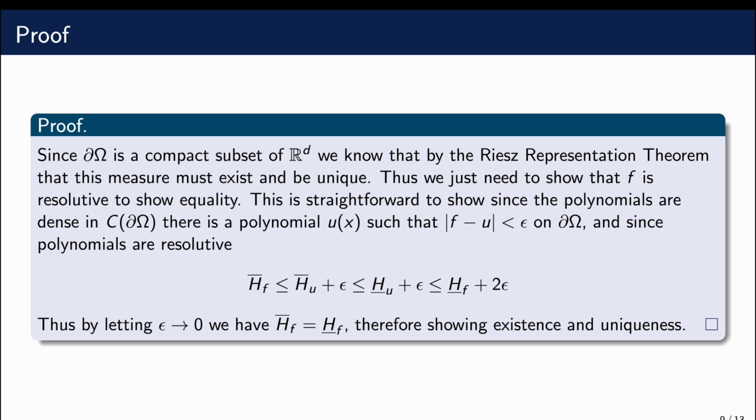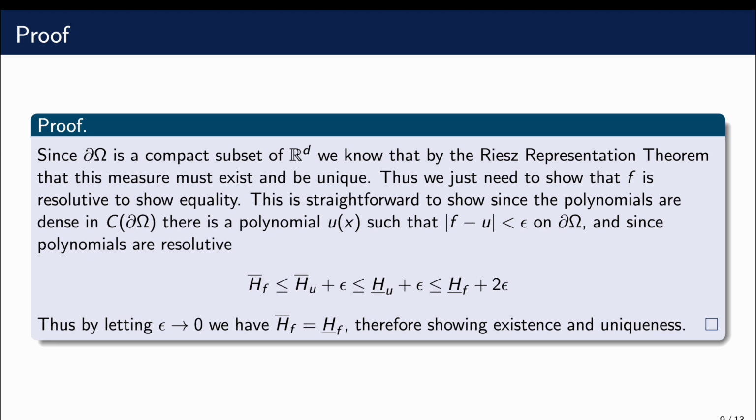That is fairly straightforward. We could go into it, but given the limited time, I figured I wouldn't. Given that the polynomials are dense in the continuous functions on the boundary, you can get a polynomial such that for a given epsilon it's arbitrarily close. And since polynomials themselves are resolutive, you can then create the following inequality. We always get that the lower Perron class is less than or equal to the upper Perron class. That just naturally shows up by how they're defined. So we just need to show the other direction.